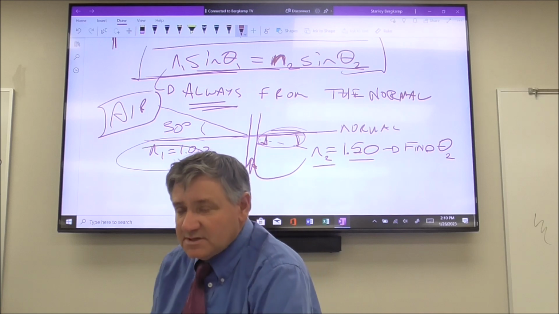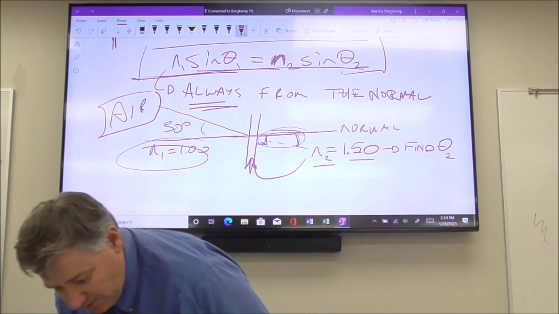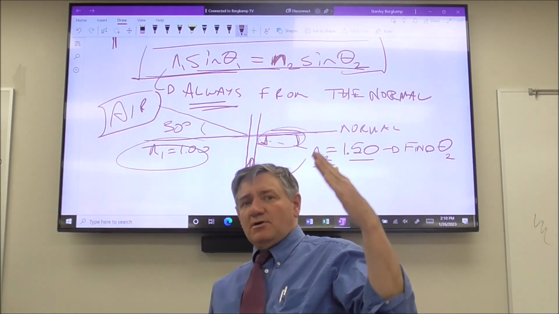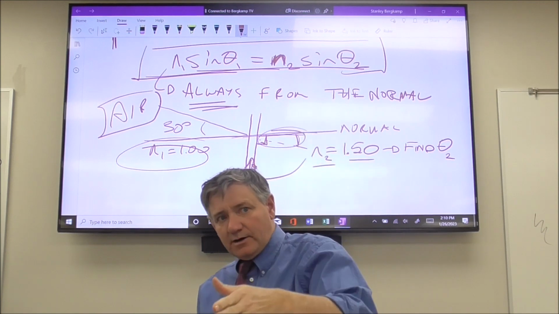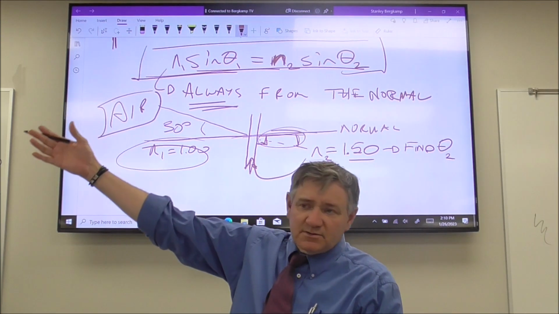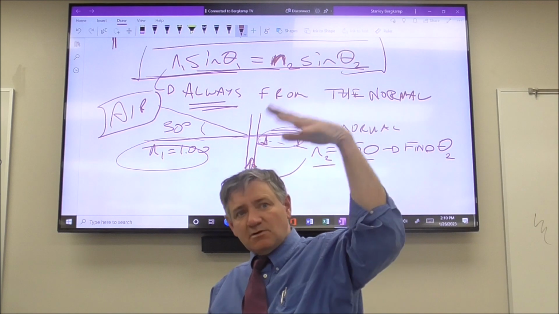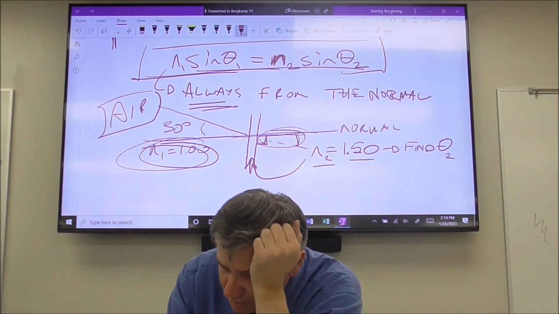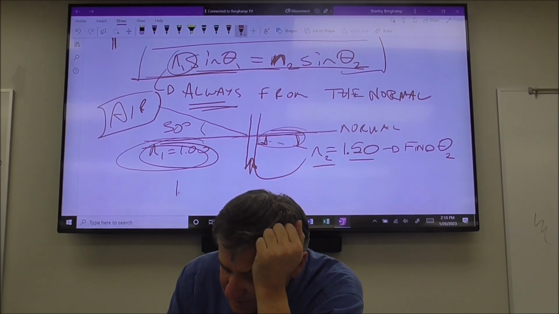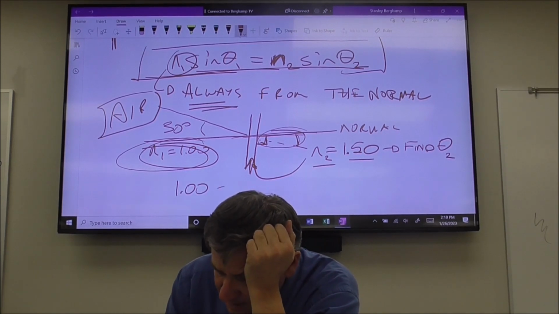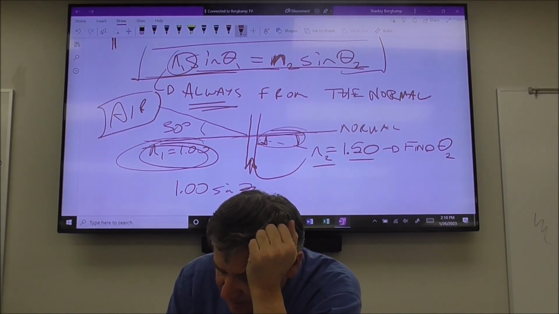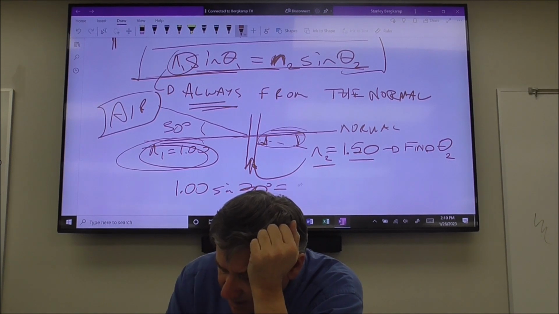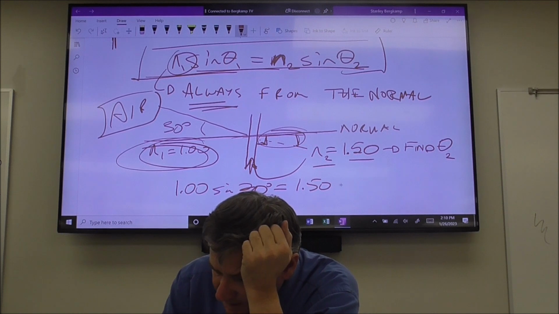Typically how these problems start, you start off in air. Just like what I did with the fish tank, I'm going to start off in air. So my N1 is going to be 1. Then I'm going to know the sine of 30 degrees. I know N2 is going to be 1.50. And then I'm going to have sine theta 2.